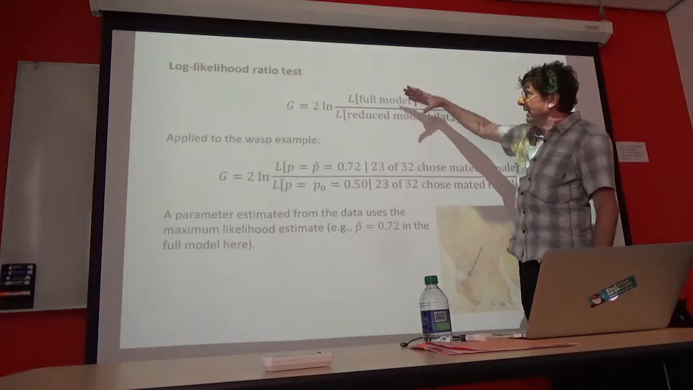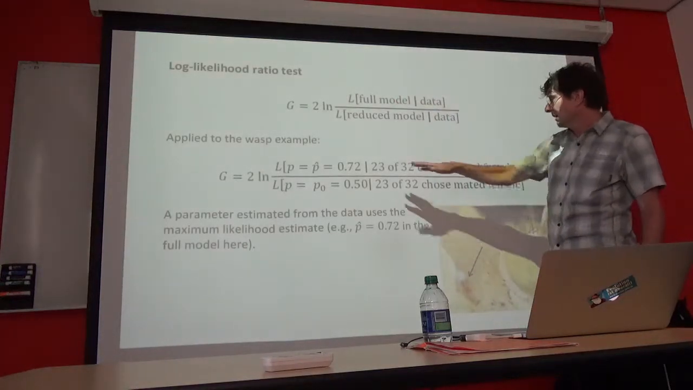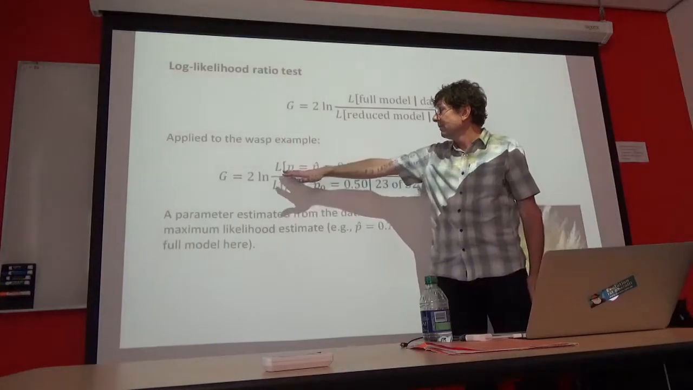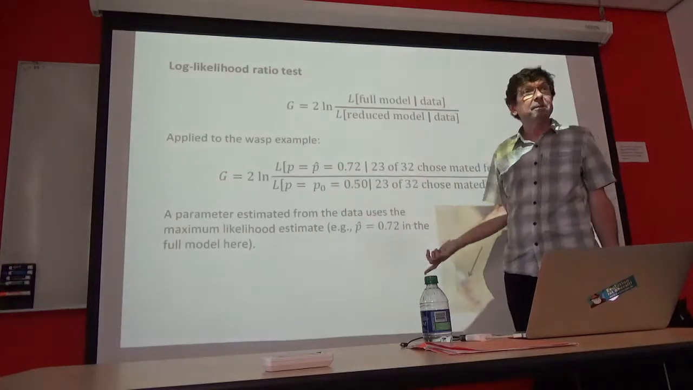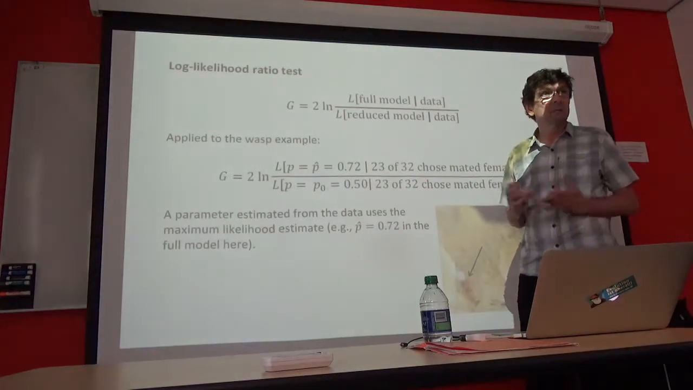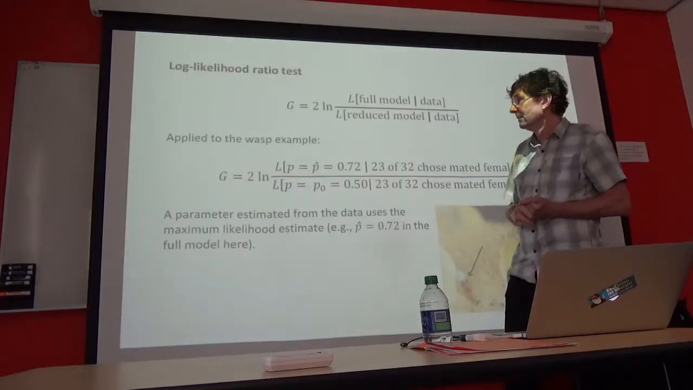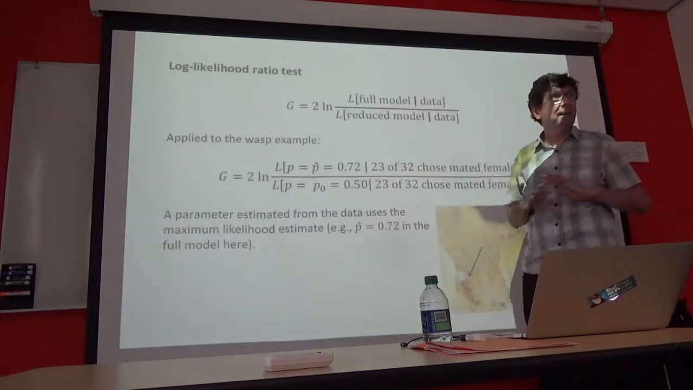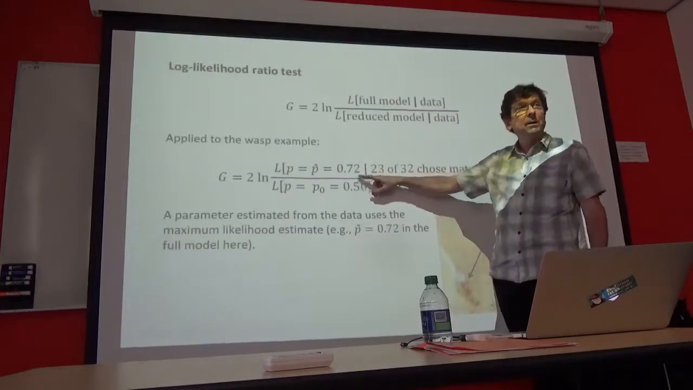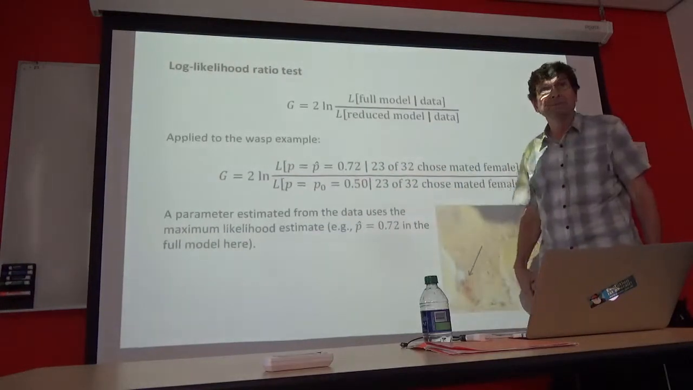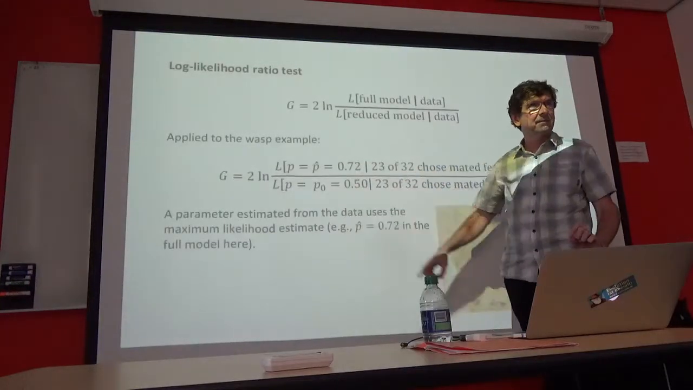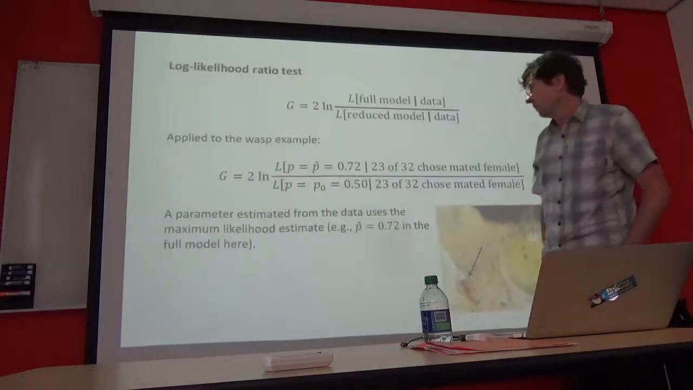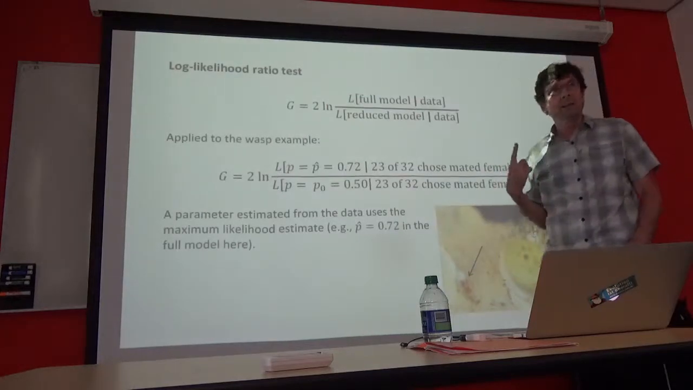Okay, so there's the general formula again, full model, reduced model, given the data. And the data are 23 out of 32. The likelihood of the full model is essentially the likelihood that P equals 0.72, which is the maximum likelihood estimate. That's the best we can do, given the data that we have. And the null model is that P is 0.5. So it's not estimated from the data at all. It's set by the null hypothesis. And so there's one parameter difference between the numerator and the denominator. In the numerator, we're estimating P, and in the denominator, it's fixed. It's not taken from the data at all. So this G statistic, under the null hypothesis, would have a chi-square distribution with 1 degree of freedom.